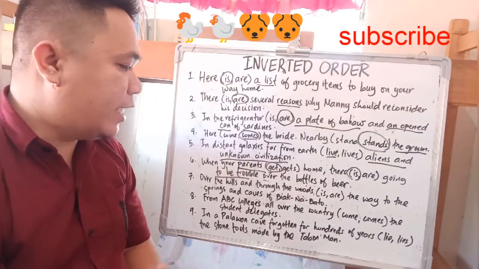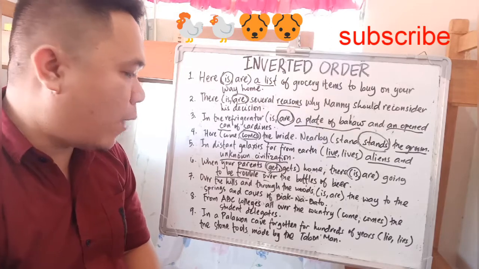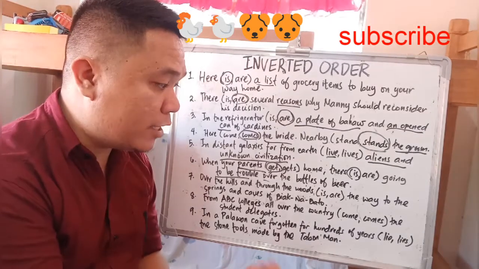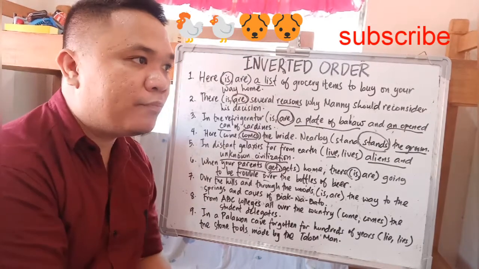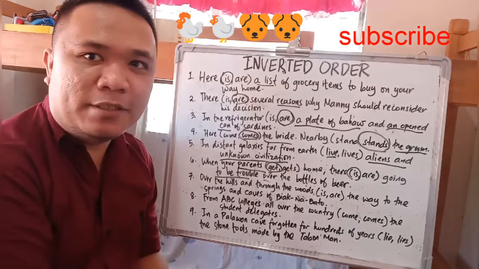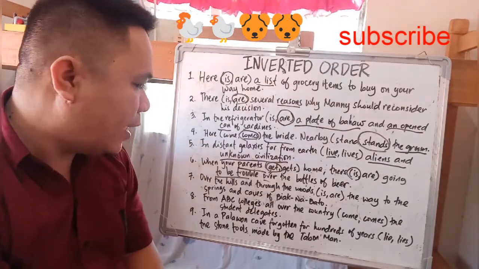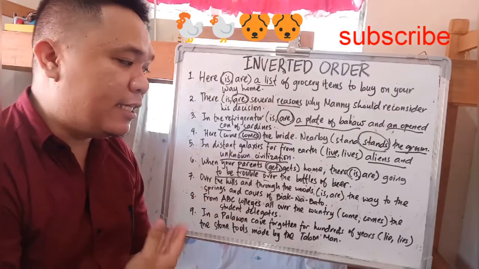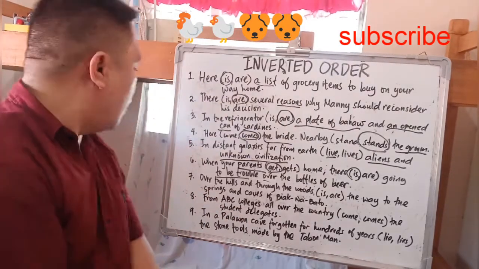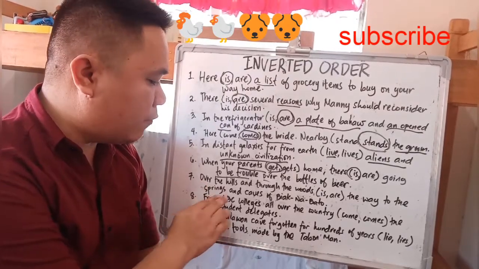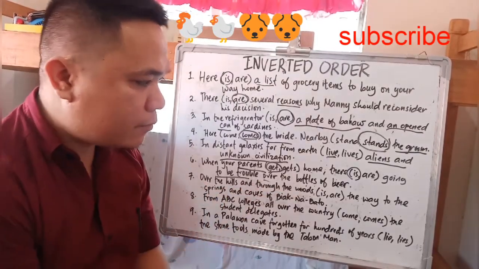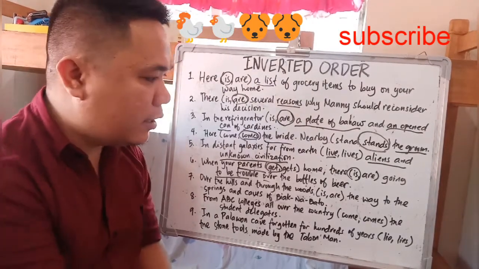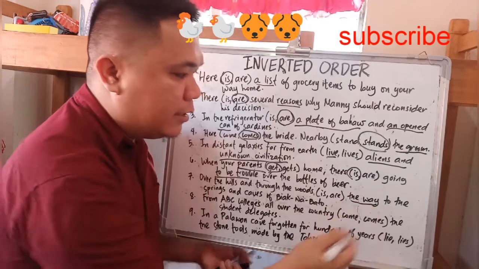Number 7. Over the hills and through the woods are the way to the springs and caves of Biak na Bato. So Biak na Bato is actually one of the nicest places here in the Philippines. So anyway, over the hills and through the woods is a prepositional phrase. It begins with the preposition over along with the other words. Now, where do you think is our subject here? Our subject is the phrase, the way.